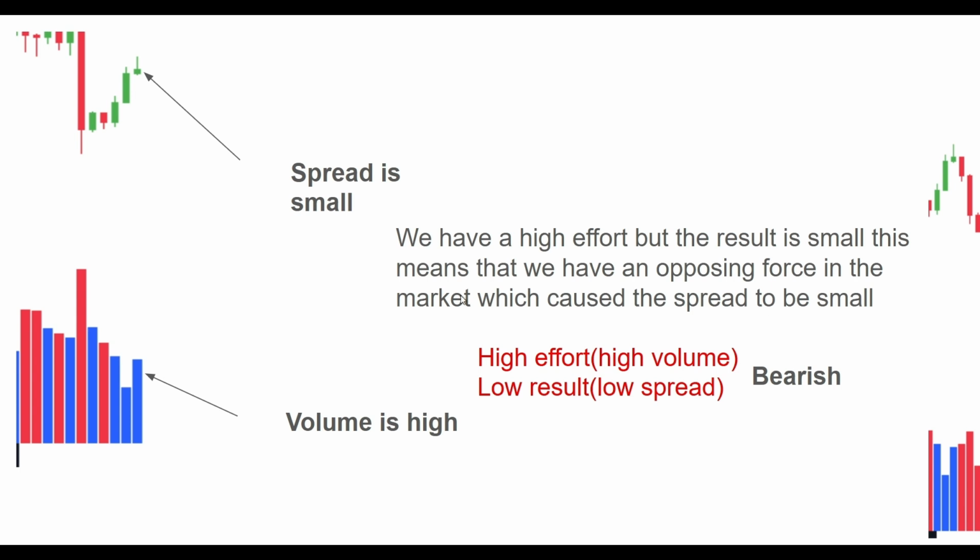If you see at this point, the spread is so small, but the volume is relatively high. We have a high effort, but the spread is so small, or the result is so small. So when we have a high volume and a low spread, the result is a bearish bias, and you can see what happened next.